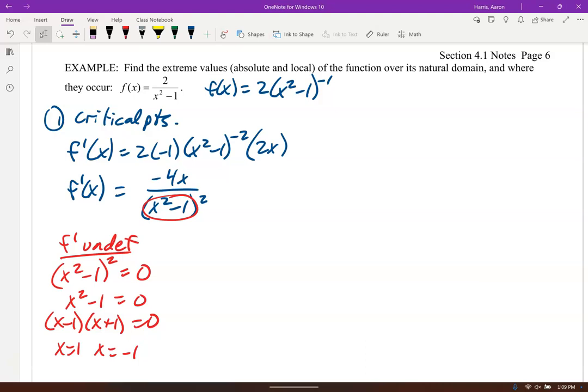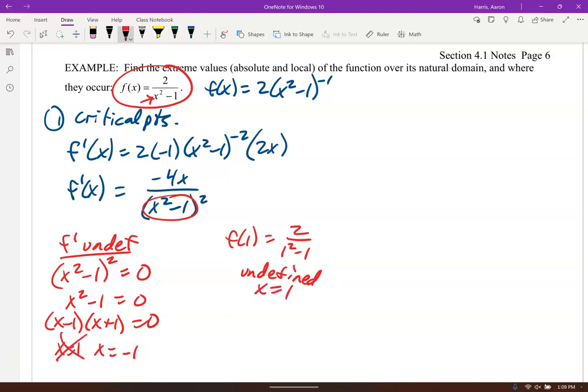These appear to be critical points, but if I plug 1 back into the original function, see how it's undefined? It's undefined at x being 1, so I have to throw that out. Guess what? I throw negative 1 in, and the same thing happens. So I can't consider them at all because they're not defined in the original function. Yes, they were undefined in the derivative, but they weren't defined in the original function, so they can't be a critical point. They have to be defined in the original function to be a critical point.